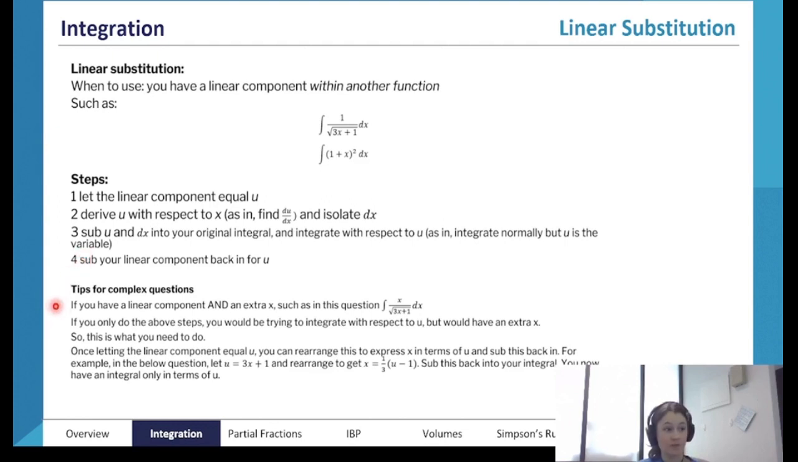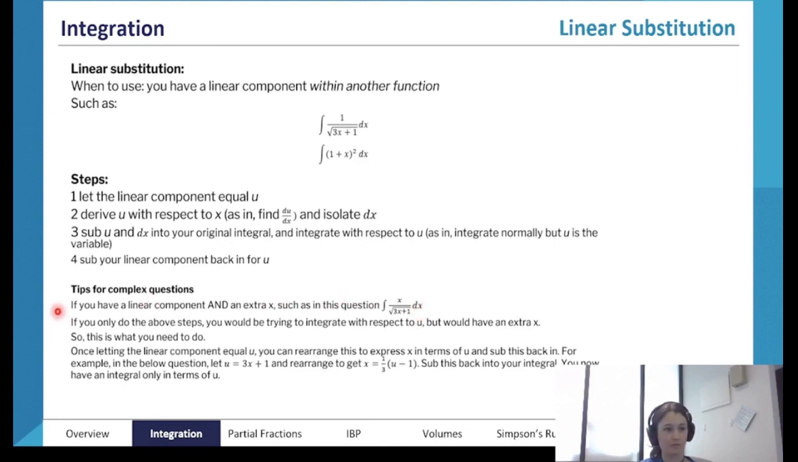They are useful for when you're getting into the trickier questions. So the first tip that I had is, if you have a linear component and an extra x, such as in this question here, where we have the integral of x on root 3x plus 1. So it's exactly the same as the one we had up here, except instead of the 1 up the top, we actually have an extra x. So instead of just one linear component, we have 2 different linear components that we're working with.